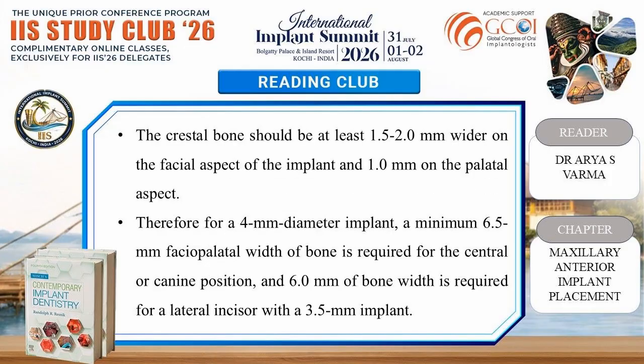The crestal bone should be at least 1.5 to 2 mm wider on the facial aspect of the implant and 1 mm on the palatal aspect. Therefore, for a 4 mm diameter implant, a minimum 6.5 mm faciopalatal width of bone is required for the central or canine position, and 6 mm of bone width is required for a lateral incisor with a 3.5 mm implant.